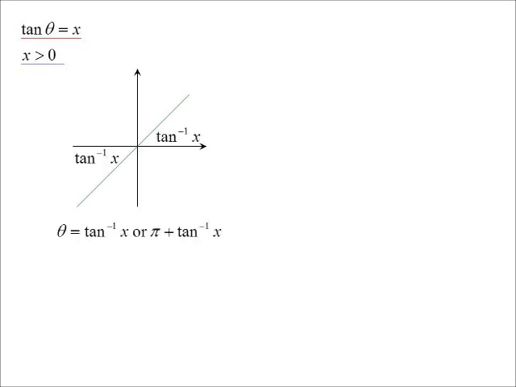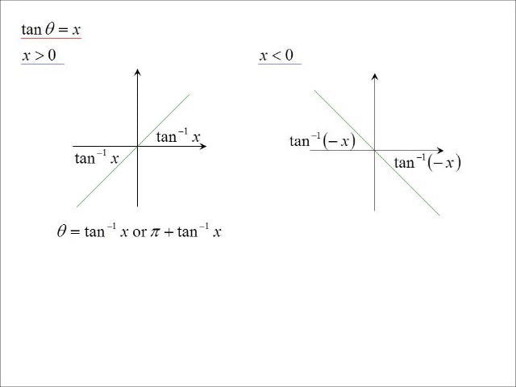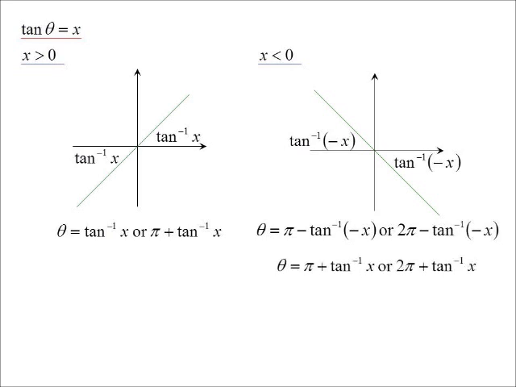Alright, let's complete the set. Let's look at tan. So x is positive. We're in the first quadrant or the third quadrant. So inverse tan of x or pi plus inverse tan of x. If x is negative, second quadrant, fourth quadrant, but again we're talking inverse tan of negative x in this case. Pi minus inverse tan of minus x, or 2 pi minus inverse tan of minus x. Inverse tan was an odd function, so we end up with pi plus the inverse tan of x.